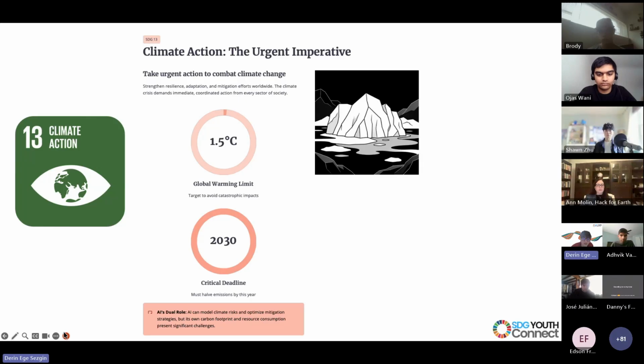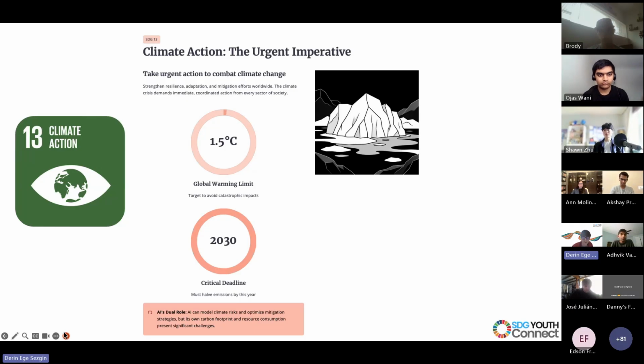And 1.5 degrees Celsius was the global warming limit. The target to avoid catastrophic impacts at 1.5 degrees Celsius has already been breached, and it is very critical that we lower it back to this amount. Additionally, the critical deadline, as we said earlier, is 2030 of the 2030 global agenda. We must cut emissions by this year, and then we must reach net zero carbon emissions by 2050. So now we have about 24 years for the second goal.